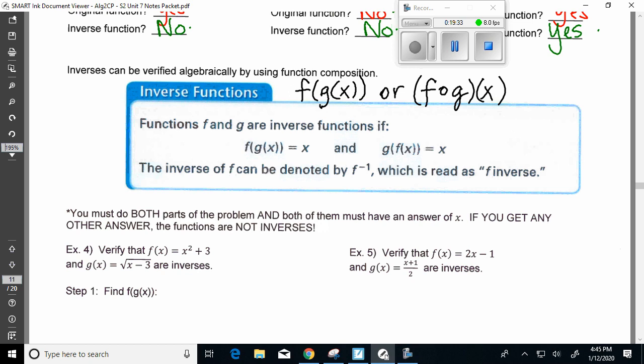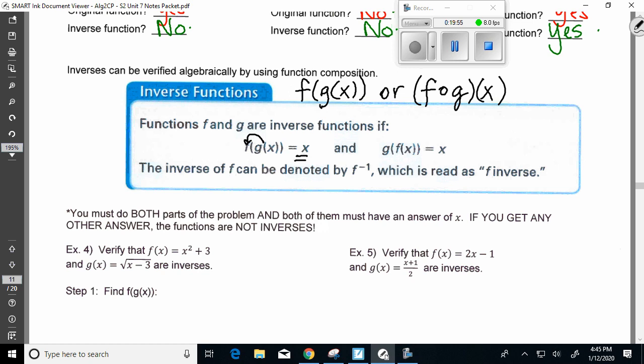But to verify whether 2 functions are inverses, you're going to take one function, plug it into another, and you must get back an answer of x. Period. End of story. You must get back an answer of just x. Not x plus 1, not 2x, x. That's it.